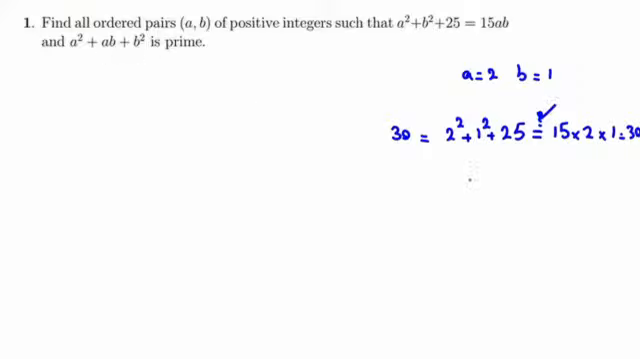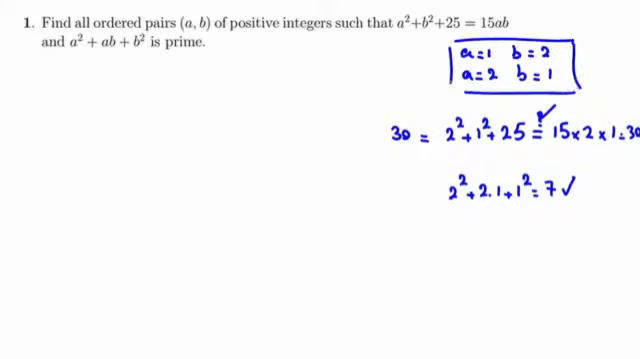And let's see, is it prime? 2 squared plus 2 times 1 plus 1 squared is 4 plus 2 plus 1, which is 7. It's prime, good. So we found one answer, (2, 1). And because the problem is symmetric with respect to a and b, a = 1, b = 2 also works. So we found 2 answers so far.